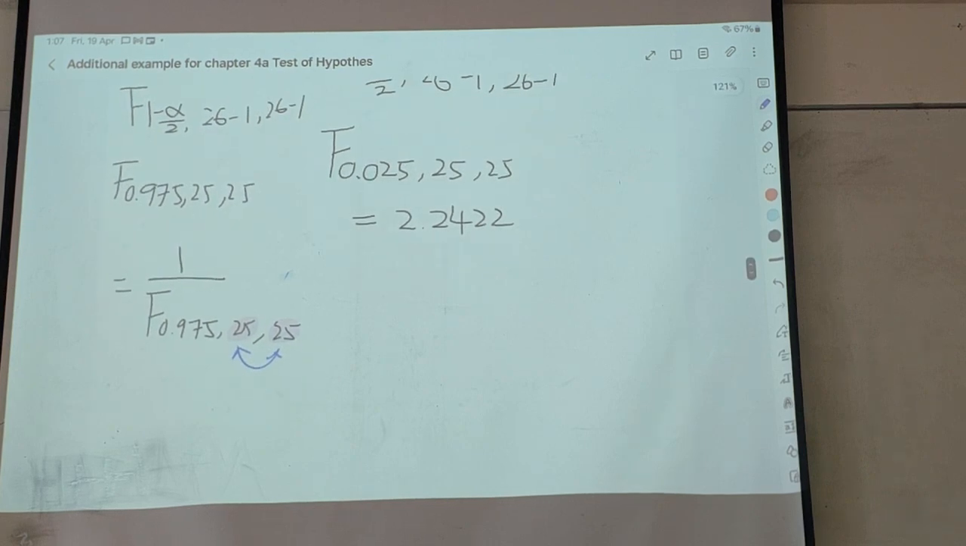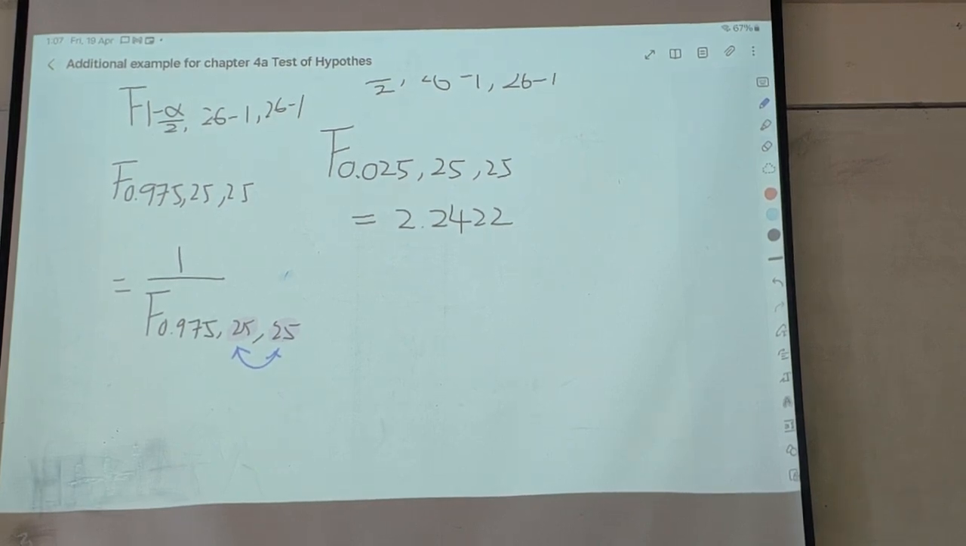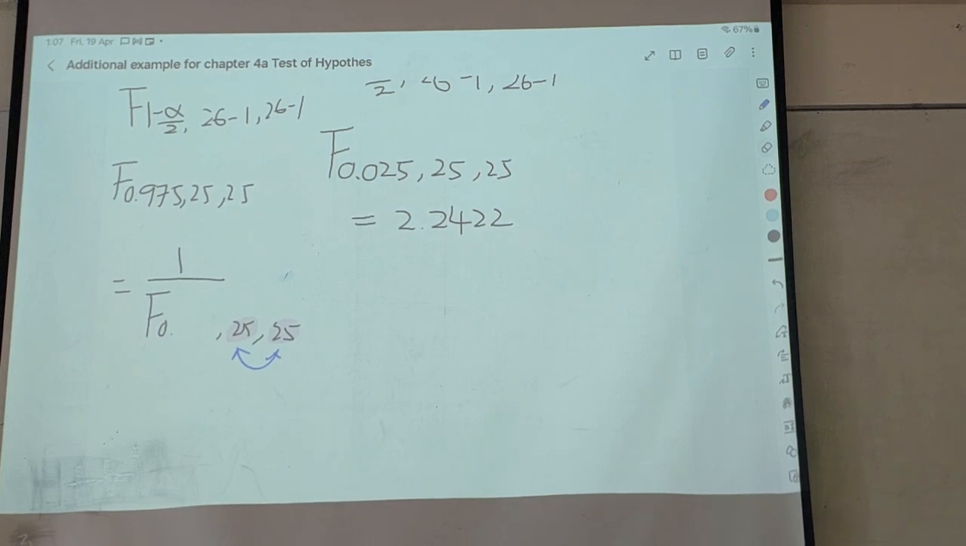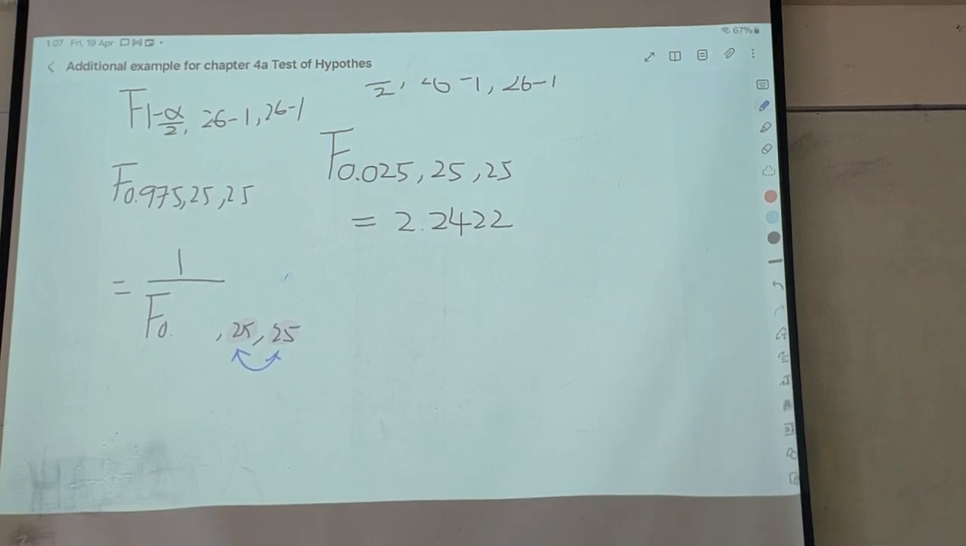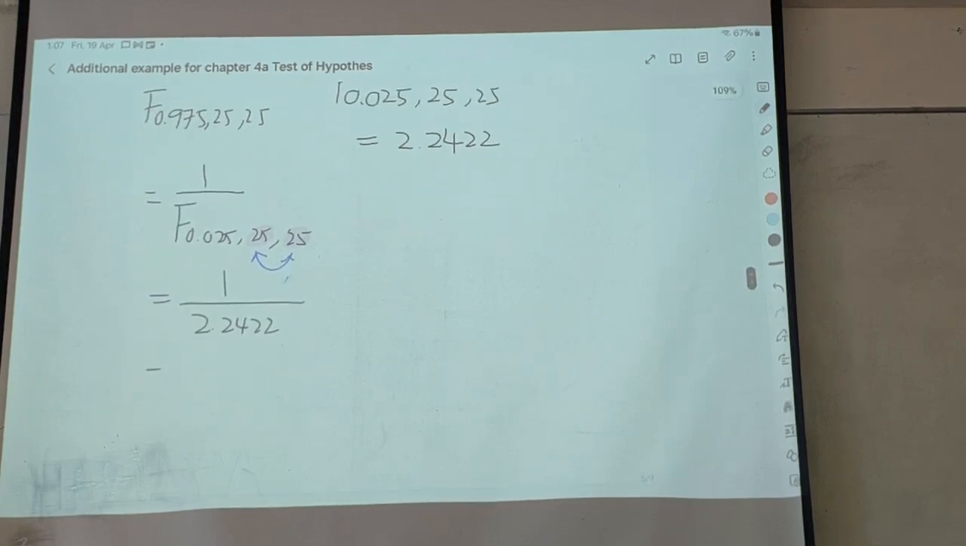Hence, 0.025 for the below one. Hence, we use 1 over 2.2422 because this value can be found from the table. Okay, so with this we get 0.446.